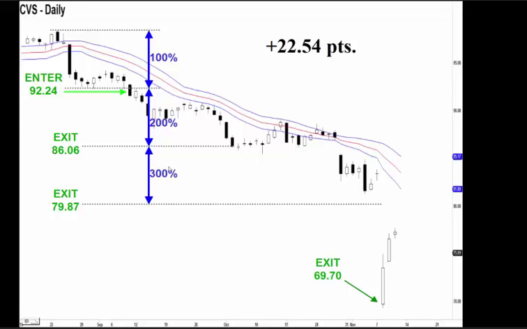And once again, you could have put your initial stop right here. Once you got to 200, you lower your stop down to unchanged. Once you got to 300 or so level, you lower the stop here, but you would have exited.